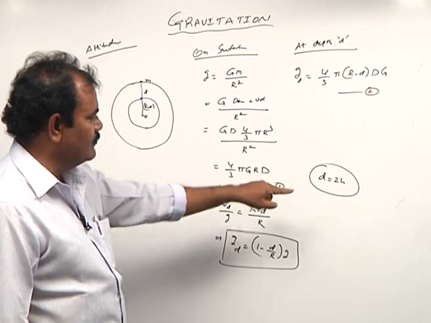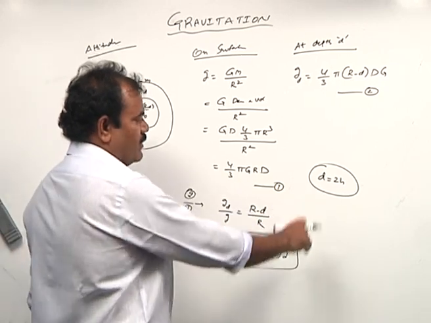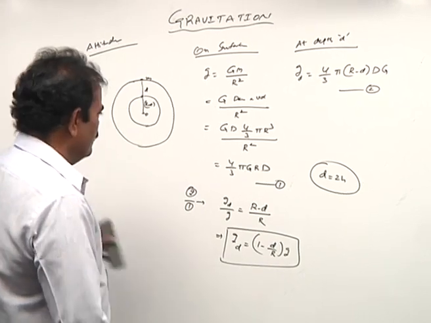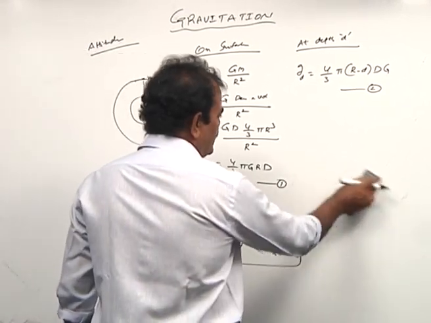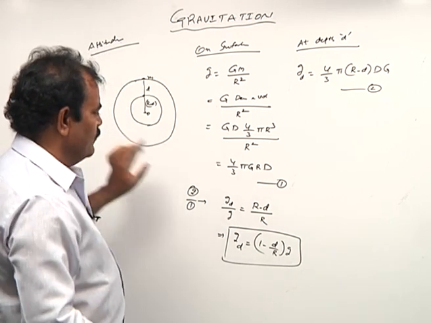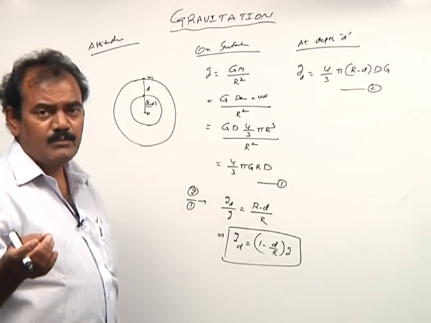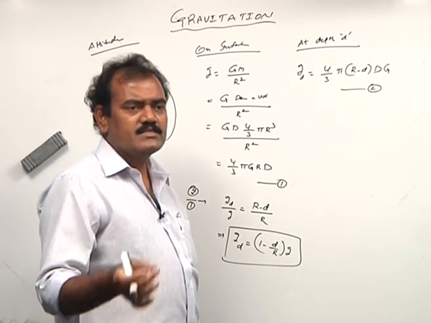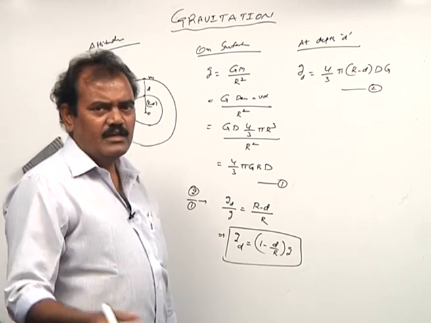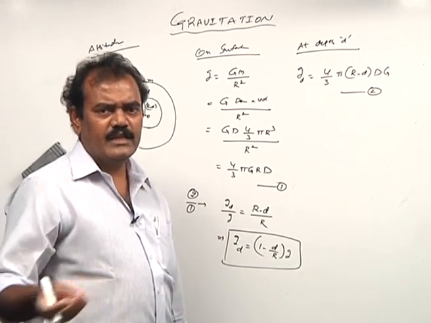Then only you can have the same value of small g, that is, d is equal to 2h. And here also, when d is very small, if you want to find out the percentage decrease in small g when your body is taken to a depth of, say, 500 meters or 300 meters.